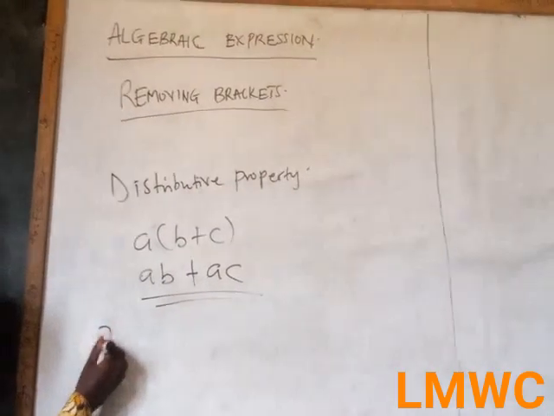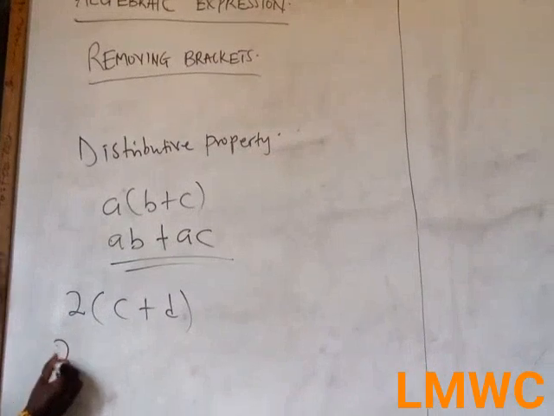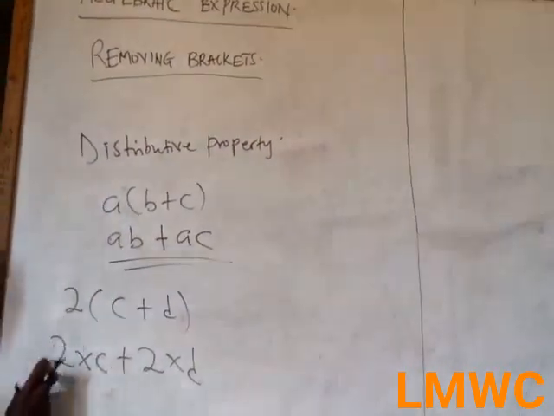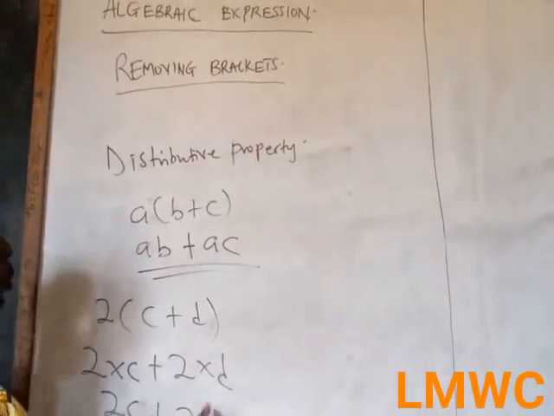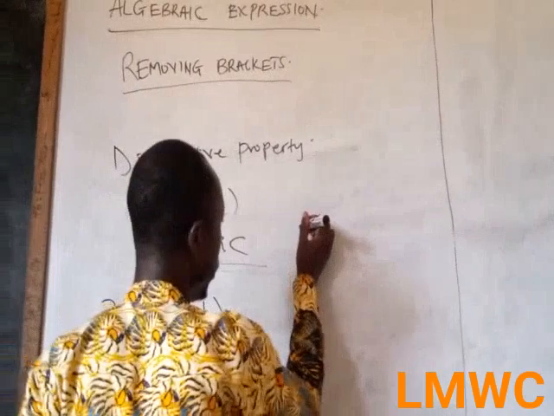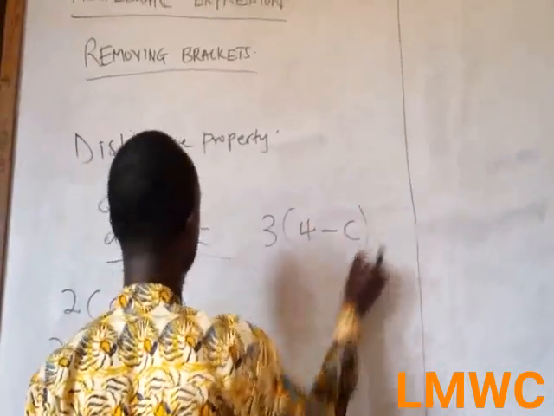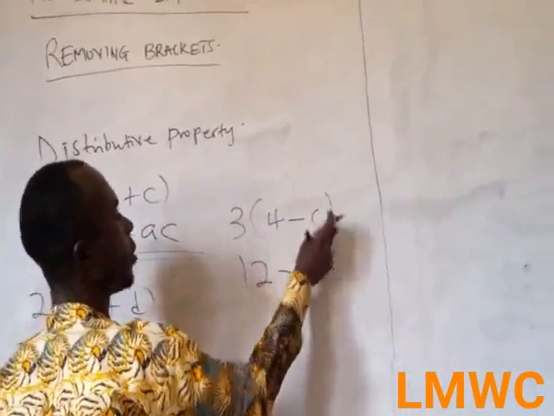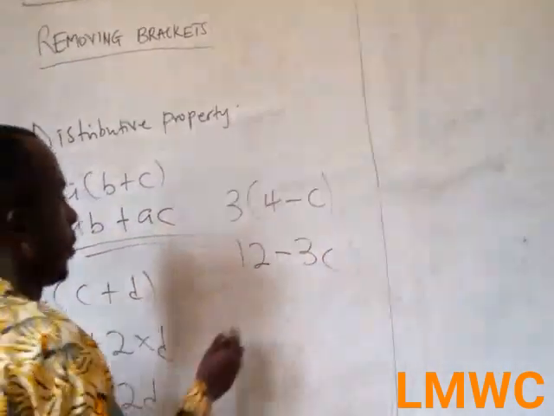So 2(c + d) becomes 2 times c plus 2 times d. So 2 times c is 2c plus 2 times d is 2d. Then 3(4 - c): 3 times 4 is 12 minus 3 times c, 3c. So you take note of this subtraction.